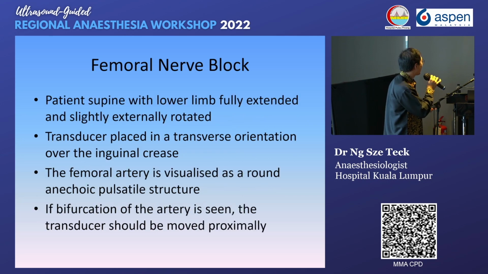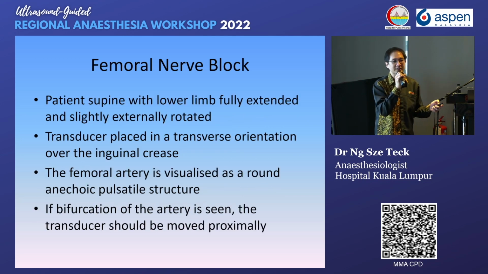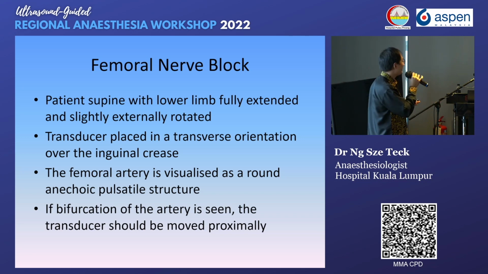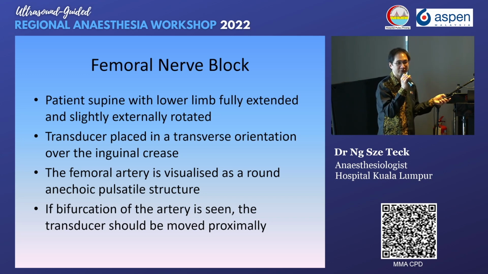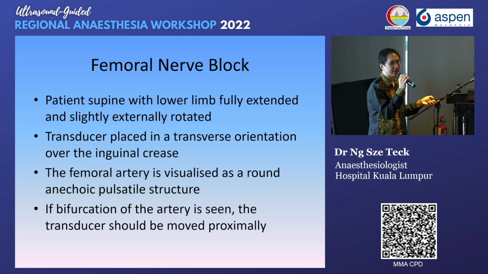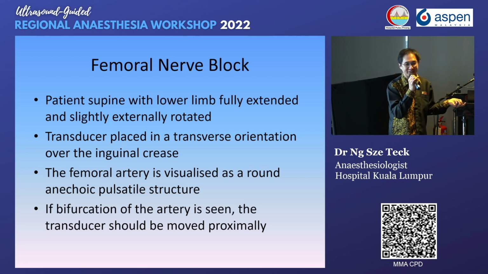Okay. So how do you perform it? Usually, the patient will be in a supine position with the lower limb fully extended, the hip slightly externally rotated, and you will use a high frequency linear probe and place it on the femoral crease. The first thing you look for, the easiest structure to find, is the femoral artery.